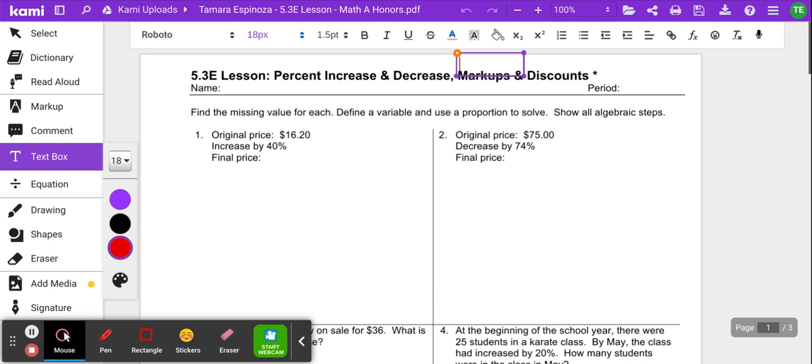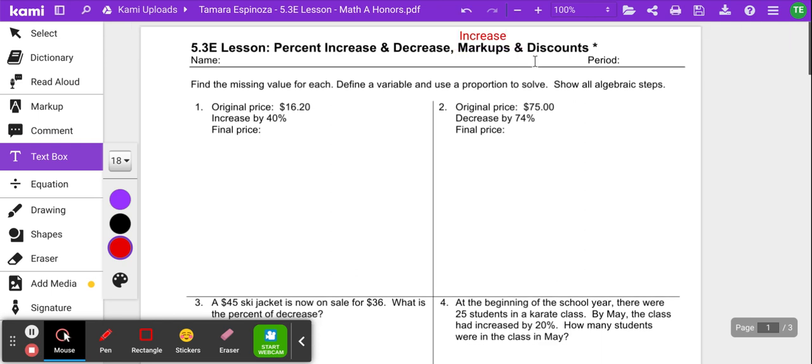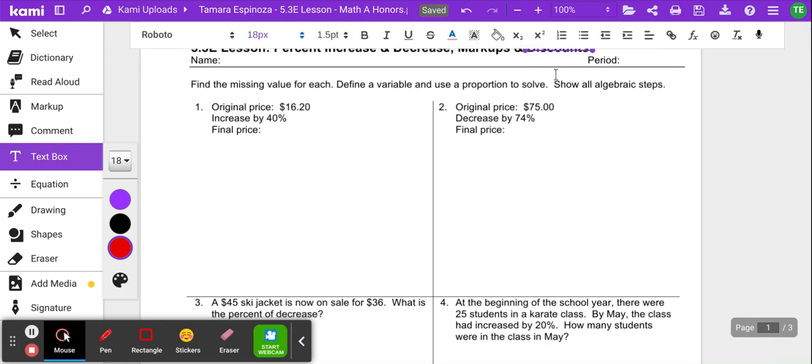There we go. Increase. Okay, and of course a discount is a decrease.